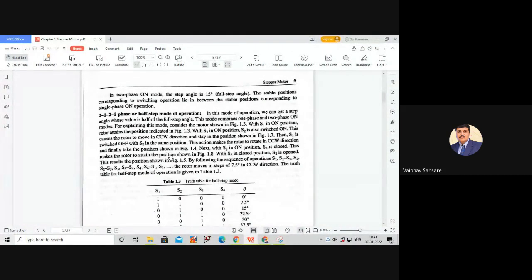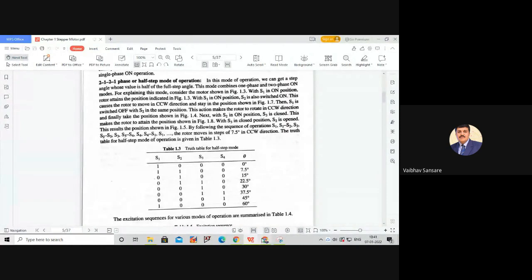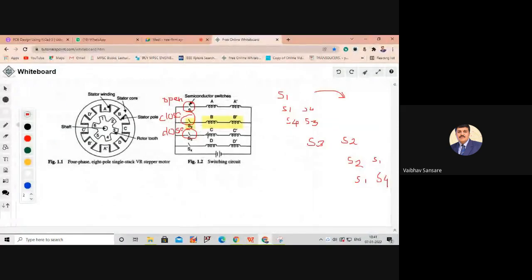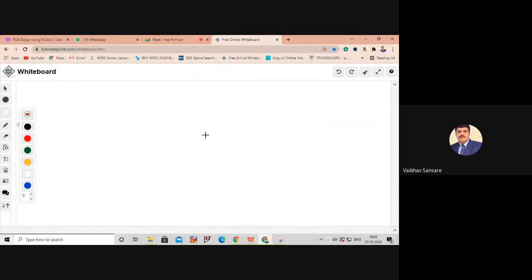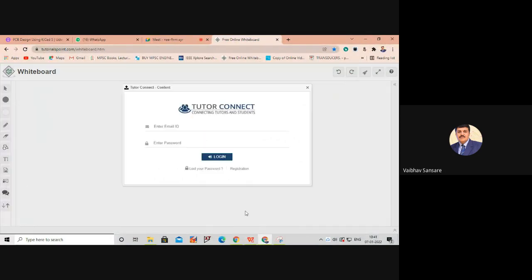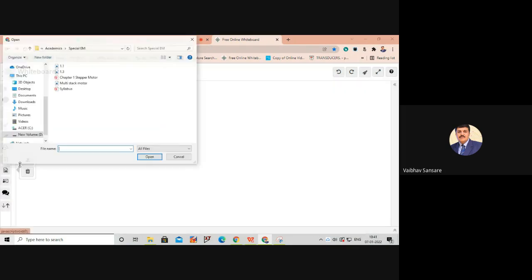Okay. Now to explain this particular mode of operation, let us consider the motor as shown in figure 1.3. So I'm going to erase this board and upload the figure which corresponds to 1.3.